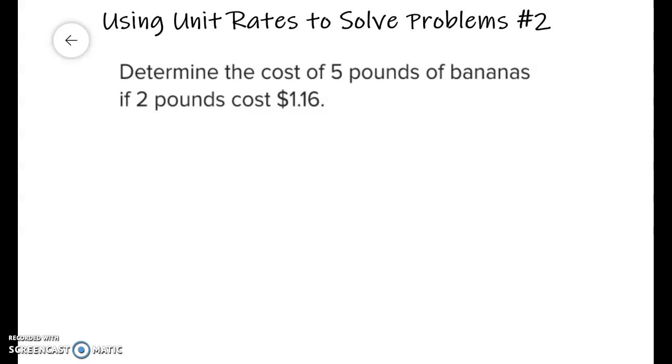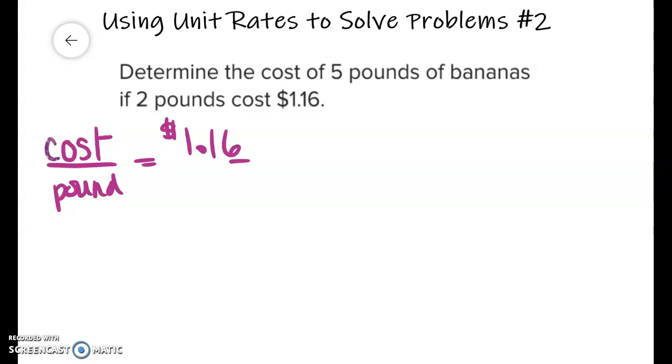So here this question says, determine the cost of 5 pounds of bananas if 2 pounds cost $1.16. So if we identify what we are comparing, that's cost per pound of bananas. So what did they tell us? They told us that it costs $1.16 for 2 pounds. And what are they asking us? They are asking us how much does 5 pounds cost?